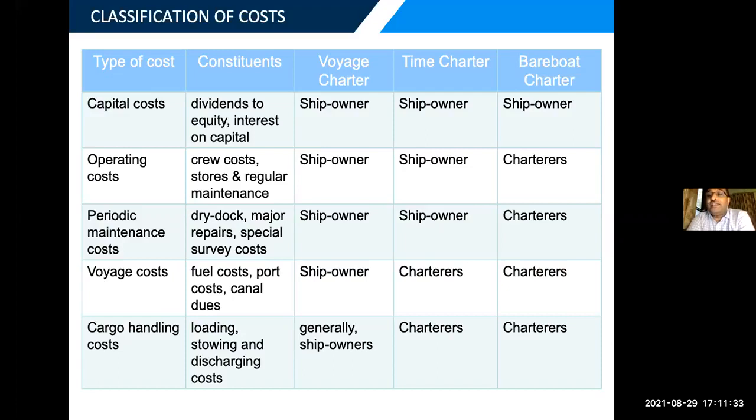The cost towards supply of stores, that is the cost paid to purchase the stores and supply to the ship, in case of a time charter is borne by? Is it a technical cost or a commercial cost? Sir, can I speak? Yes, speak. It will be borne by the ship owner. Two people have answered. It was not Ghanshyam, it was somebody else. Yes, sir, I am Sajal Kumar, sir. Okay, Ghanshyam ji, you are right. Very good.